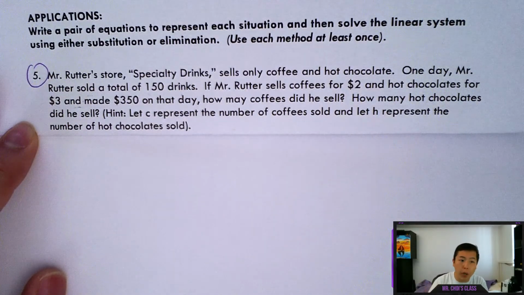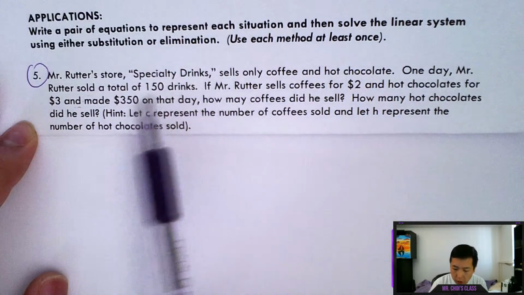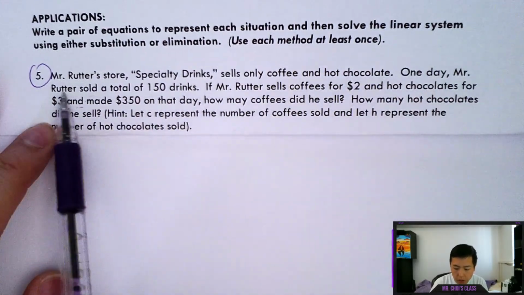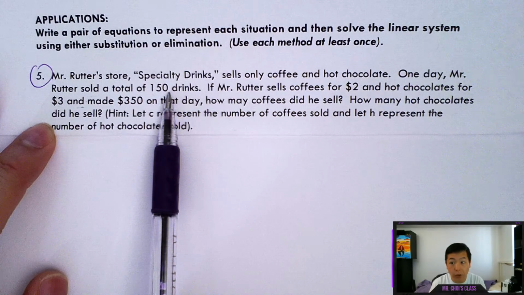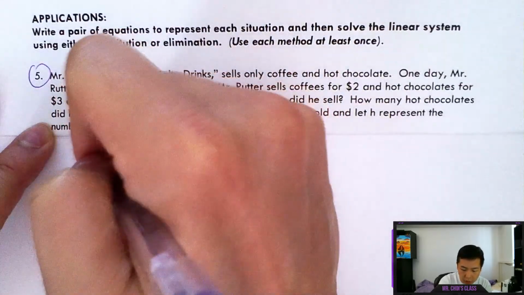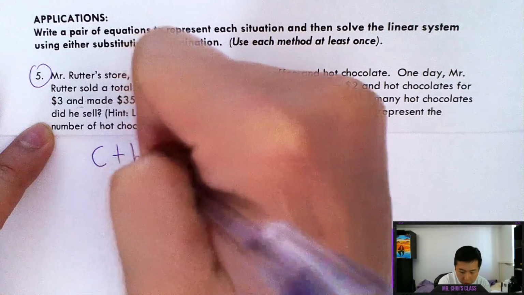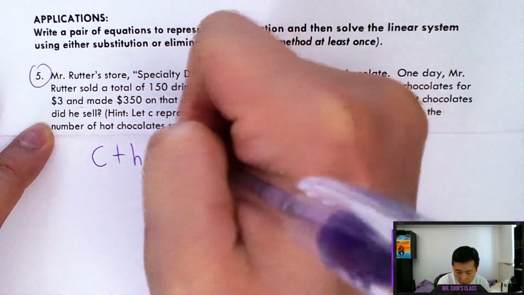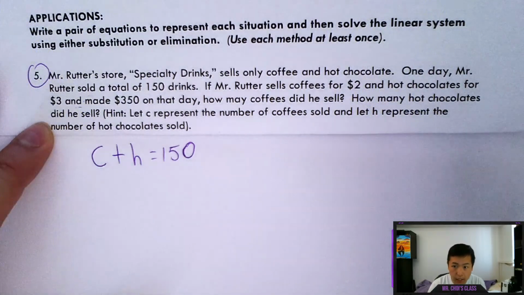So there's two equations. Every time there's going to be two equations. We need to figure out the first and second equation. So in our first one, it tells us Mr. Rudder sold a total of 150 drinks. And he only sells coffee and hot chocolate, which means our first equation, well, it would be C plus H equals 150.